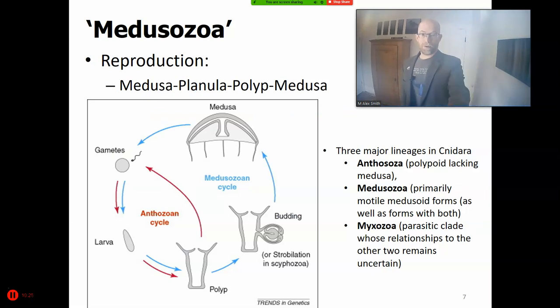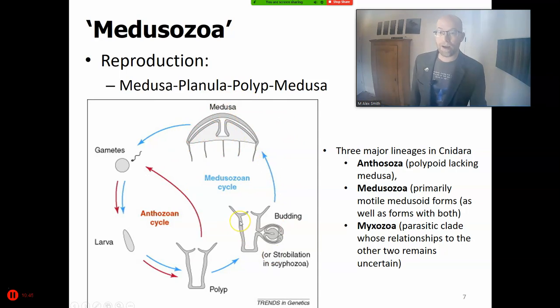So there's a look at those words that I've been talking about in the text on the right-hand side of the slide. The anthozoans are where we have been, represented by the corals, the polypoid forms that lack medusa. The medusozoans are primarily represented on the right-hand side here by medusoid forms, motile or mobile forms that can have a polypoid form, as some of the scyphozoans do. And the myxozoans, we don't see them in this figure because they're very strange. We're just going to have to accept that and celebrate their strangeness.